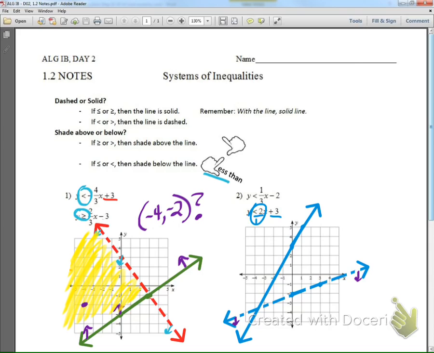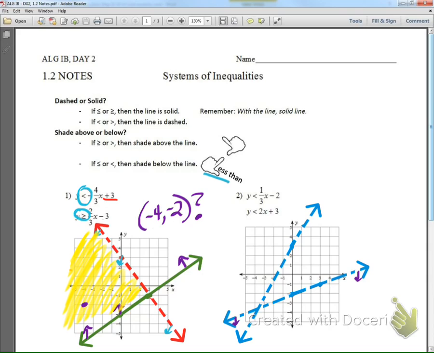Once I've drawn my line, I ask myself again, dashed or solid? Take a look at that inequality, you tell me. Did you say dashed? Hopefully so. So that means we go back and erase little marks to make it look like a dashed line. On the ECA, you will actually have a button that once you select your line, if you click the button, it will dash it for you.